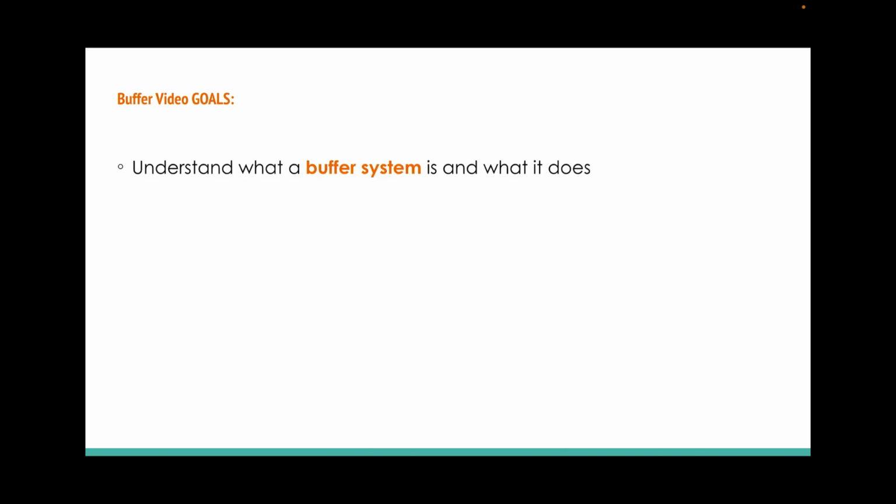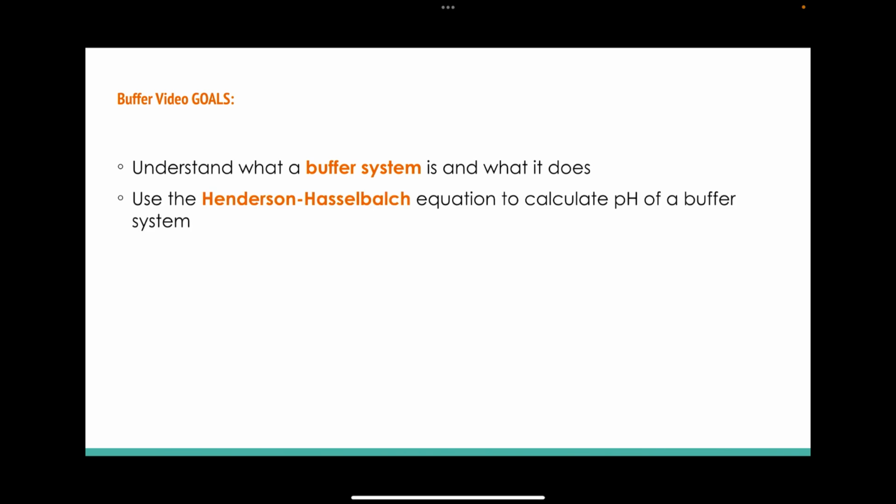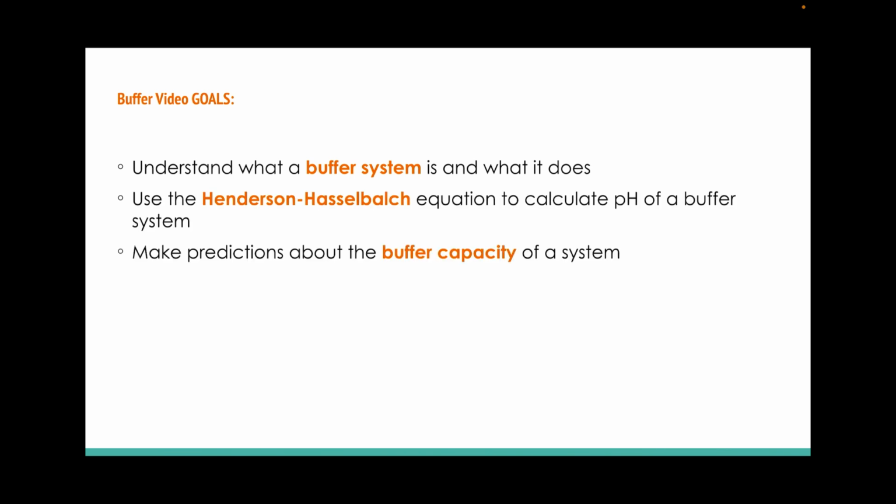Let's review our goals. First, we looked at what a buffer system is. Recall it's a system that resists changes in pH. Then we used the Henderson-Hasselbalch equation to calculate the pH of a buffer system. Then we learned to make predictions about the buffer capacity of a system. And then we looked at how to make a buffer system.